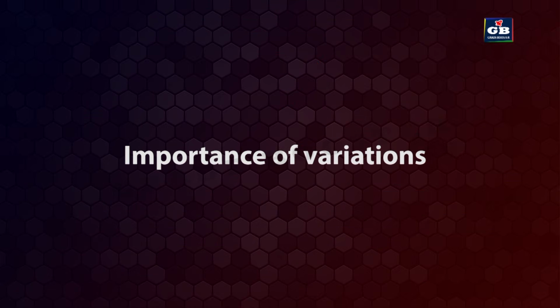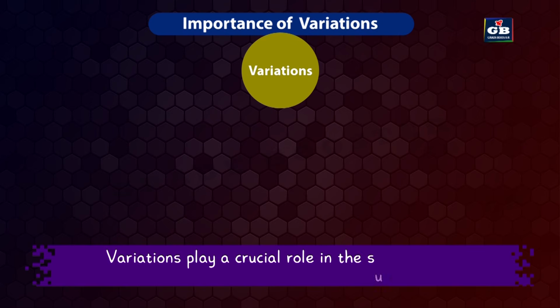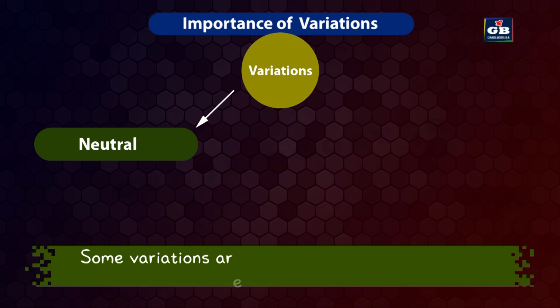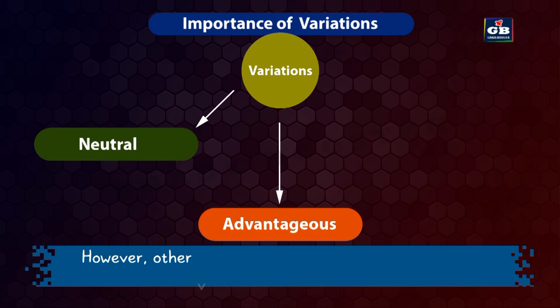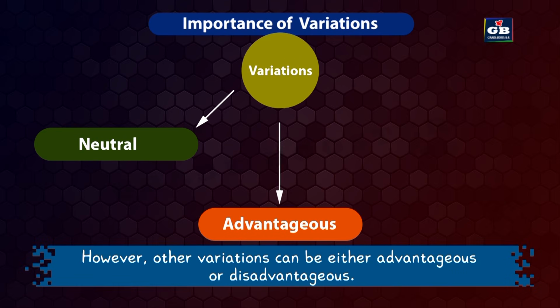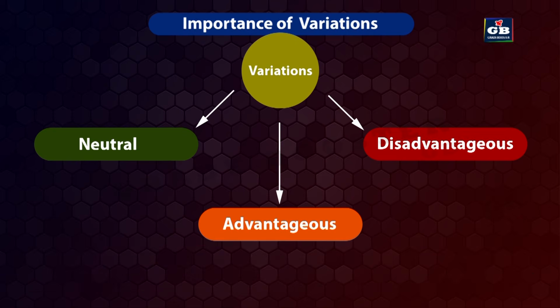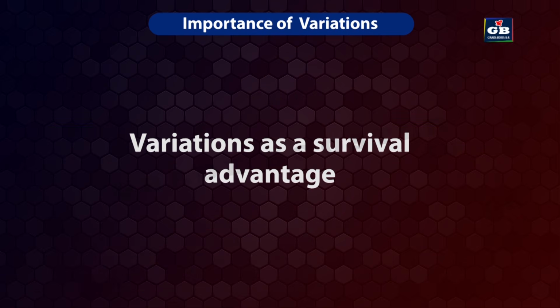Importance of variations. Variations play a crucial role in the survival and evolution of species. Some variations are neutral, meaning they do not have any impact on an organism's survival. However, other variations can be either advantageous or disadvantageous. Variations as a survival advantage.